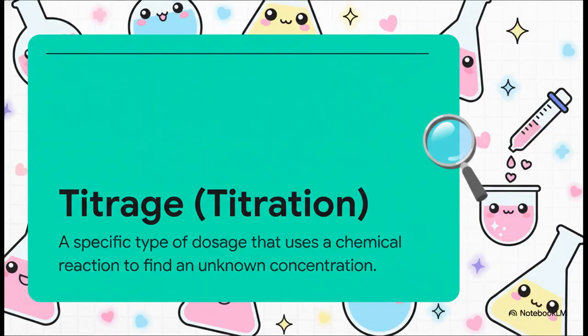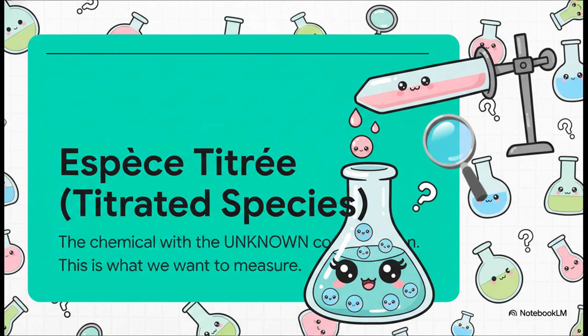Now, titration is a specific kind of dosage. It's our main tool for this job. And the key thing to remember is that titration uses a very carefully controlled chemical reaction to hunt down that unknown concentration. In any titration, you've got two main players.